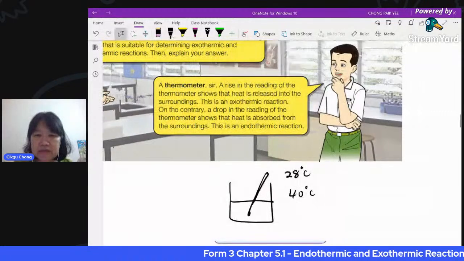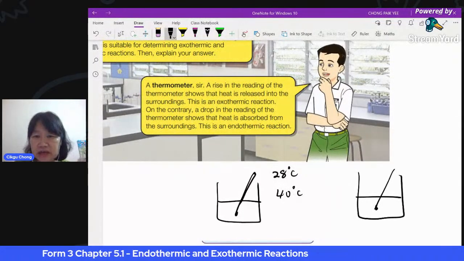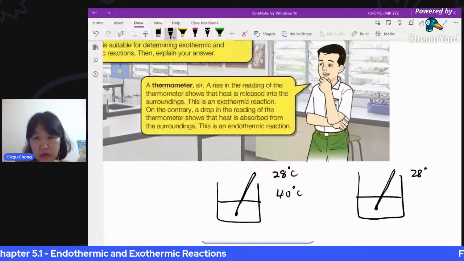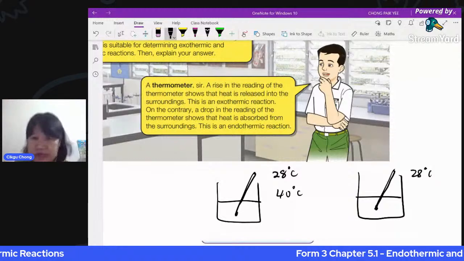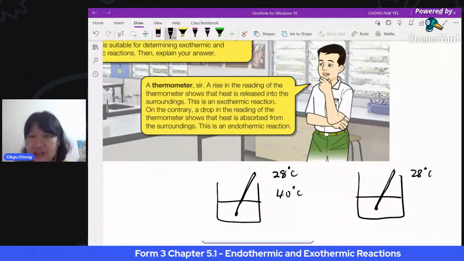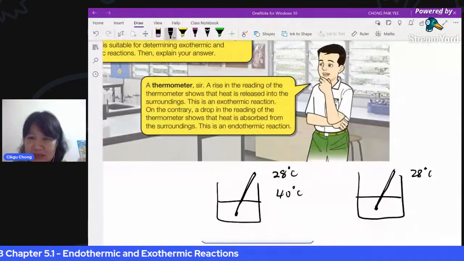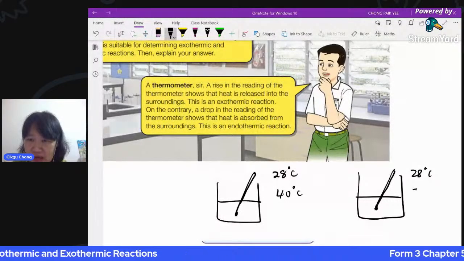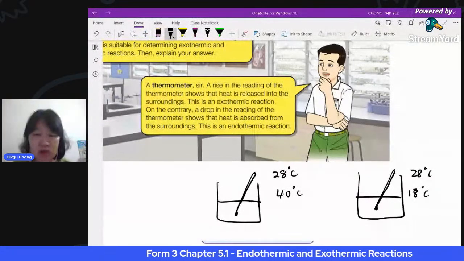And the same thing if, let's say, originally your temperature is 28, before you add your substance, your A is there, you add your B there, you add another thing inside. Then when you mix it around, after that you can find that the temperature reading actually goes down. Let's say it goes to 18 degrees Celsius. Then when you feel it with your hand, you can feel that it's cold or cooler.